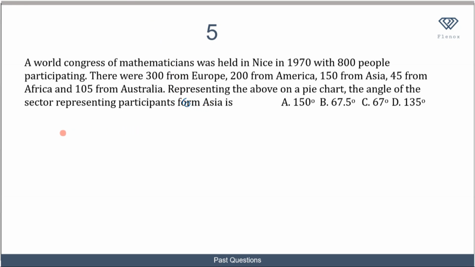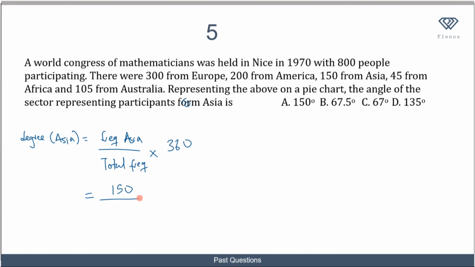So now we're going to calculate the degree. So the degree of Asia now will be equal to what? The frequency of Asia over the total frequency times 360. So now what is the frequency of Asia? How many people, how many mathematicians came from Asia? As you can see, 150 mathematicians came from Asia.